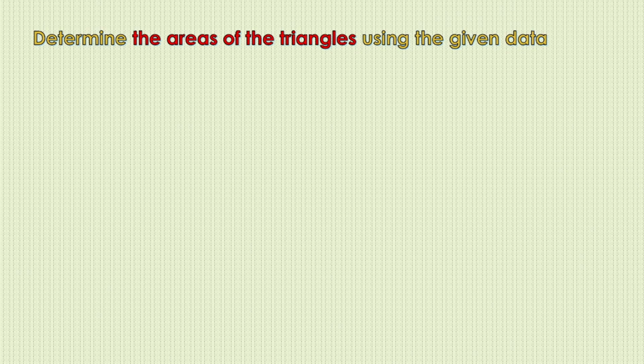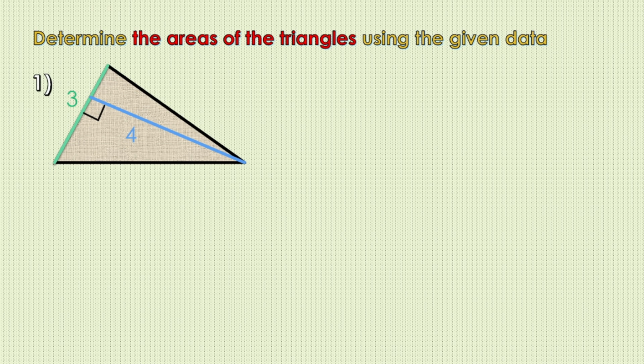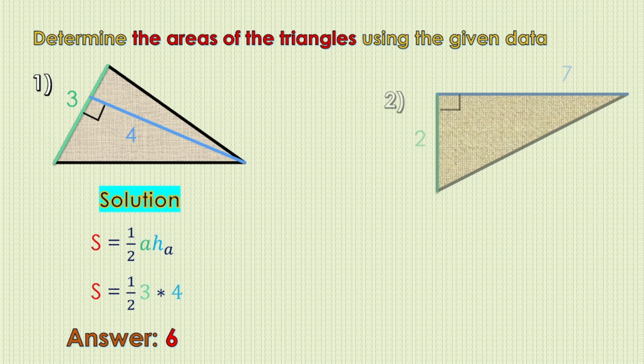Determine the area of the triangle using the given data. Look at what we are given. A triangle, its height is drawn in blue. It is lowered onto this green side, which is also given to us. Therefore, since there is a height, it is better to use this formula. A is the base, I marked it in green, and the height in blue. We substitute, calculate everything, and we have 6.